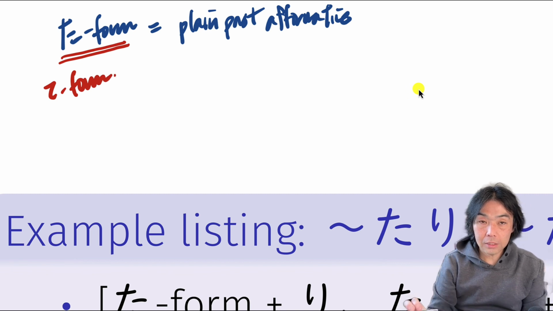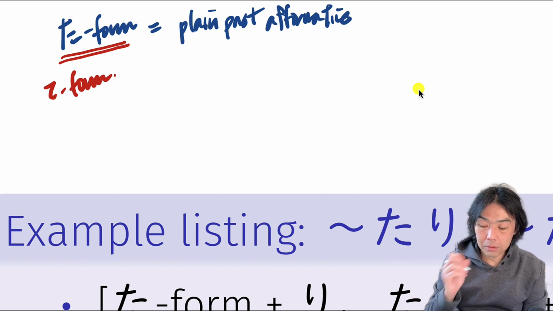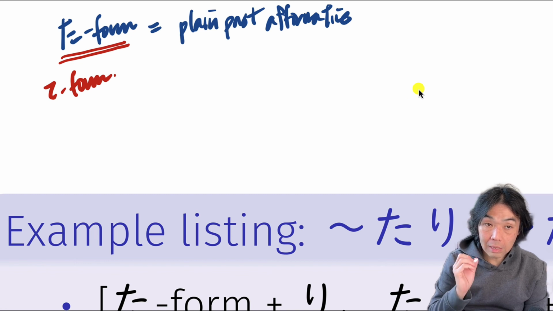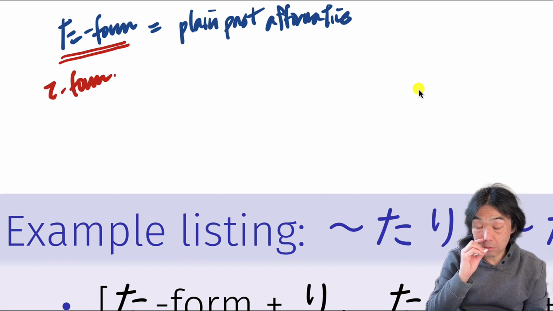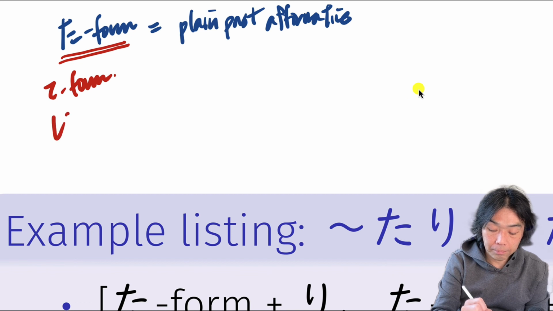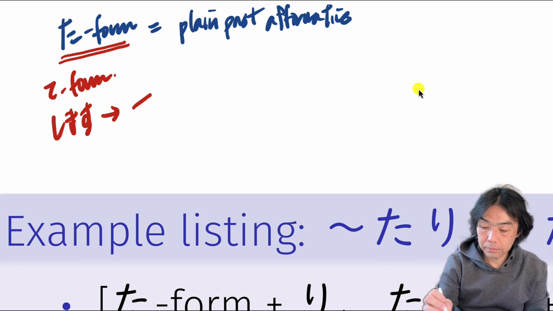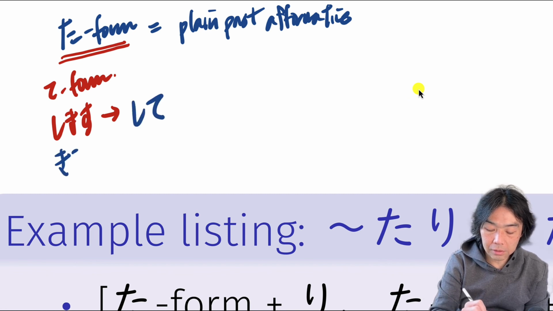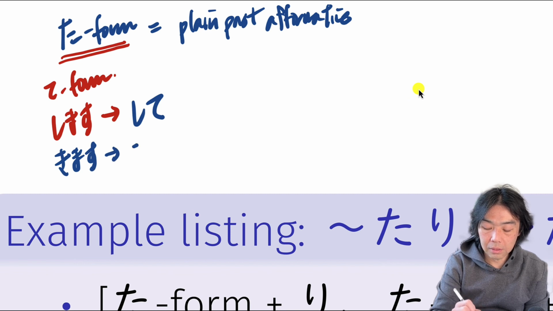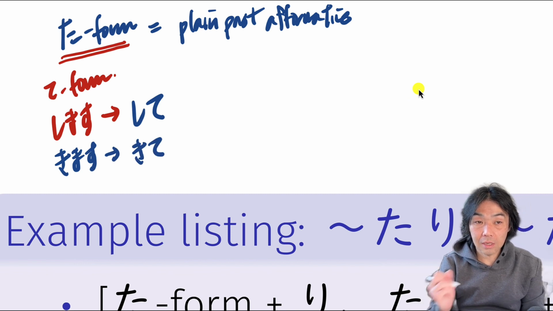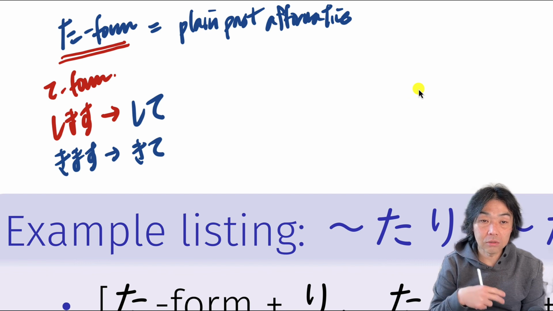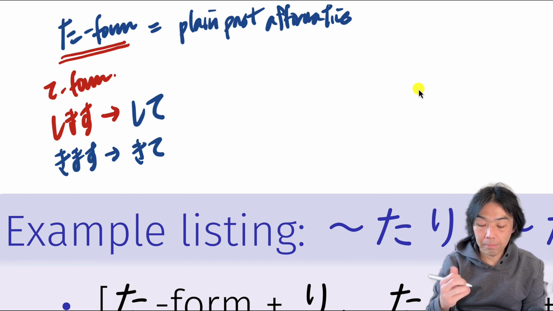Okay. So let's do a quick review of te form. Let's start with the irregular verbs because irregular verbs you just have to memorize. Shimasu. Te form is shite. Kimasu. Te form is kite. Right? So you just have to memorize these two verbs. Shimasu is shite. Kimasu is kite.